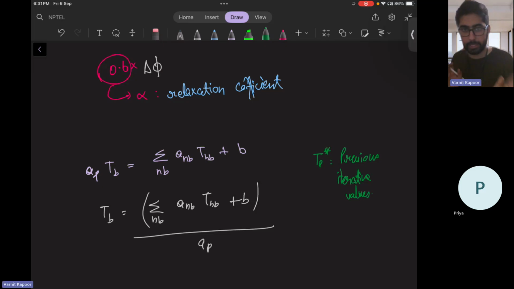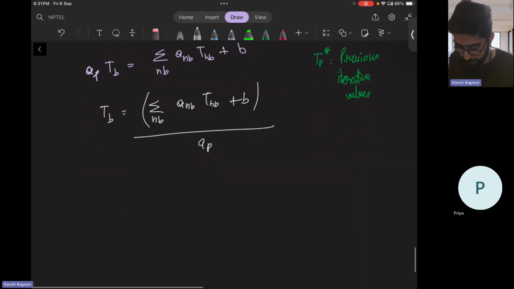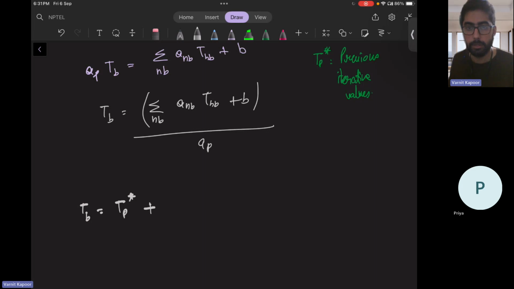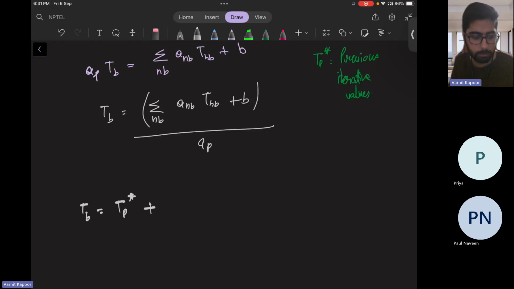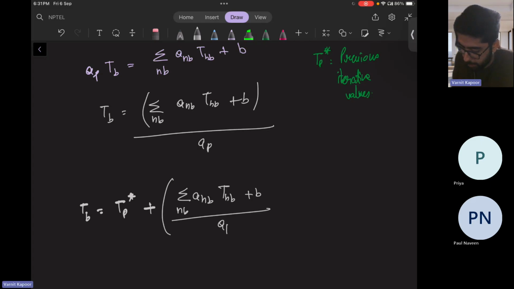So if I add TP star and subtract TP star on the right hand side, okay, TP is equal to TP star plus summation of ANB TNB over AP plus B over AP, and I'm subtracting TP star as well. The equation remains the same, balanced.